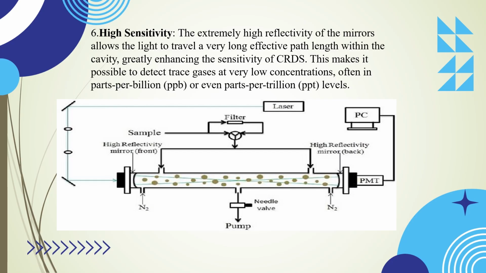Sixth, high sensitivity. The extremely high reflectivity of the mirrors allows the light to travel a very long effective path length within the cavity, greatly enhancing the sensitivity of the CRDS. This makes it possible to detect trace gases at very low concentrations, often in parts per billion, that is ppb, or even parts per trillion, ppt levels. Here you can see one diagram which shows the core components of CRDS.